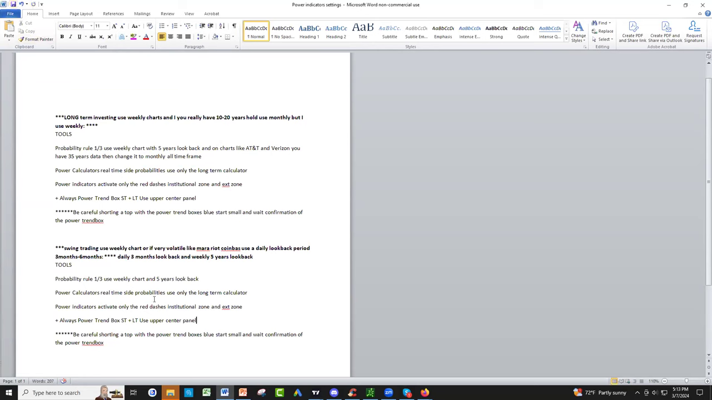Now let's go back to the swing trading. So swing trading is going to be daily. Look back period for the sensitive stuff, and 5 years look back period. You are going to use the same probability rule of third. 5 years look back, parentheses 3 months for high volatility instruments.